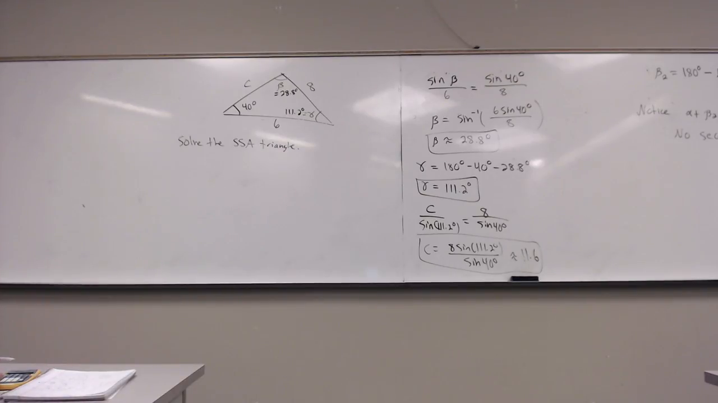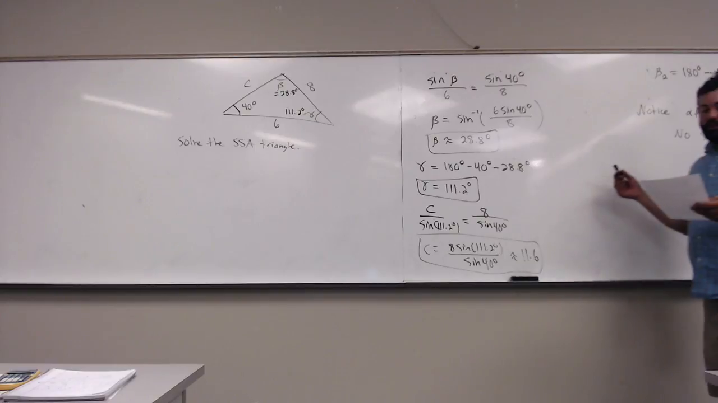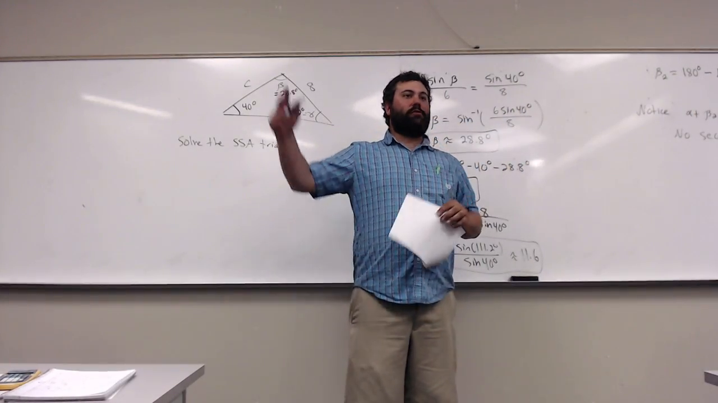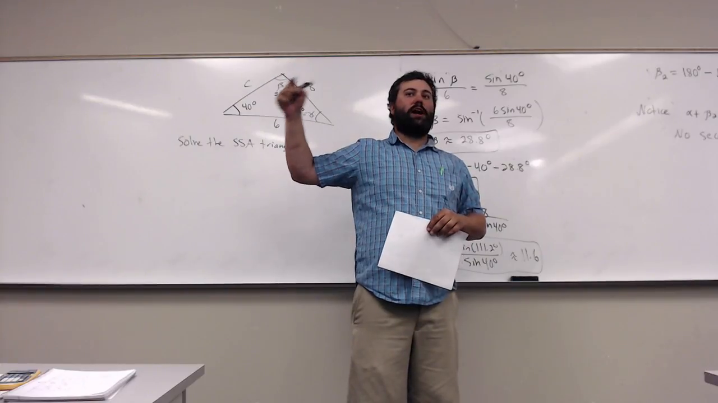Okay, so we did law of sines. Law of cosines, remember there's only two types of triangles, side, angle, side.